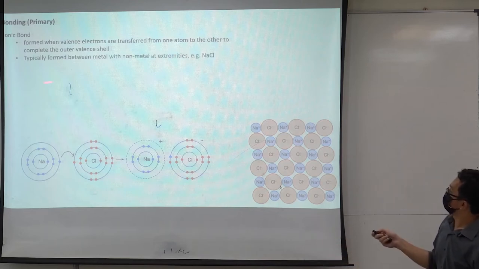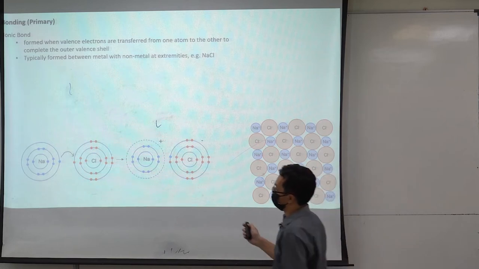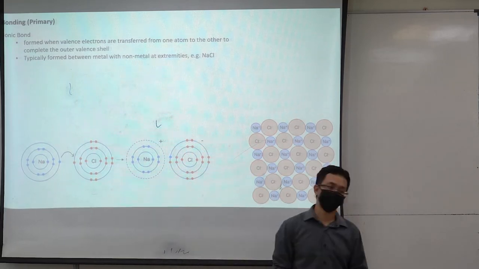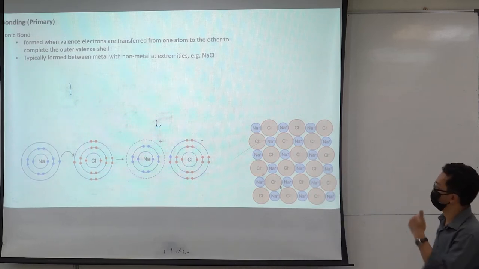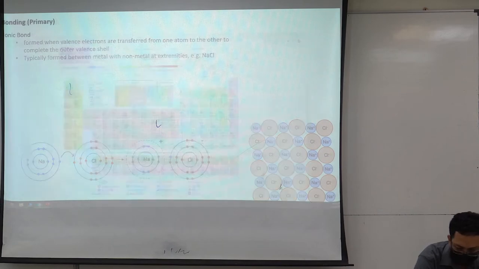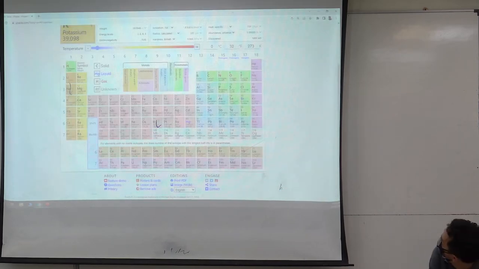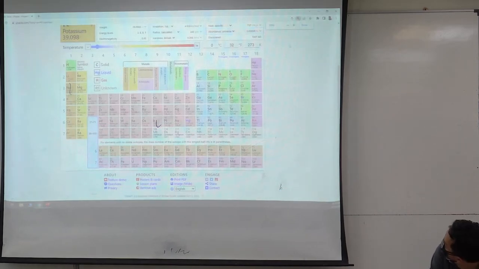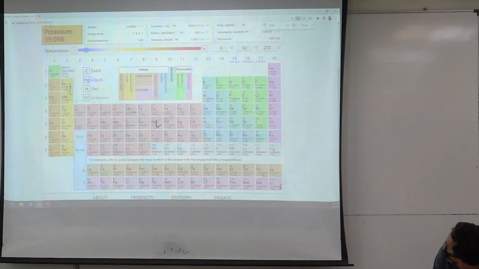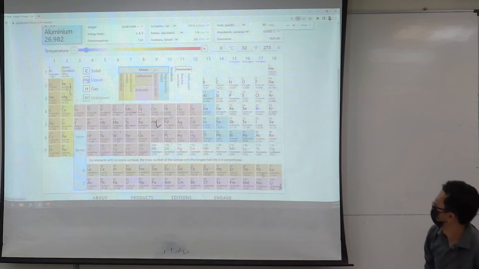So typically it is formed between metal and non-metal. If you look at any ionic bond, they are always metal and non-metal. For example, magnesium chloride, sodium chloride, they must be metal and non-metal. Because if you look here, let me make it bigger a little bit. So if you look here, the metal part is here. This is the metal part.